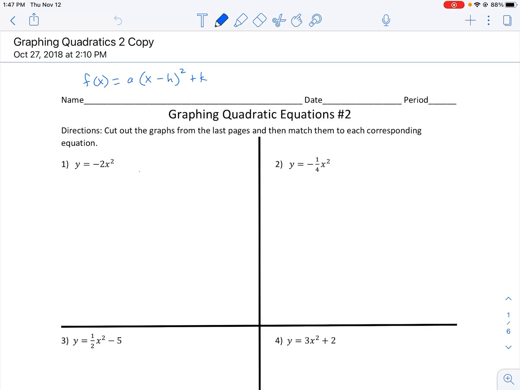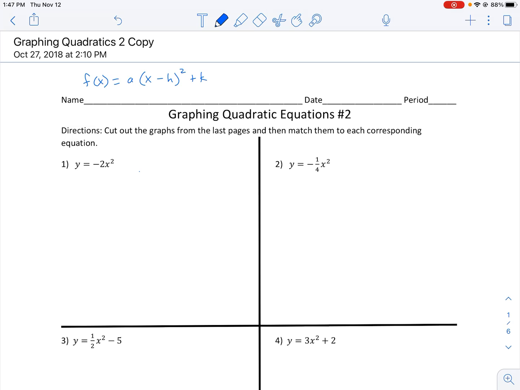All right, ladies and gentlemen, just going to go over a quick few things for the Graphing Quadratics 2 packet. This is meant to just be a practice for what you had learned in the previous packet. And the directions do say cut out the graphs from the other packet and paste them where they belong. But you don't need to do that.